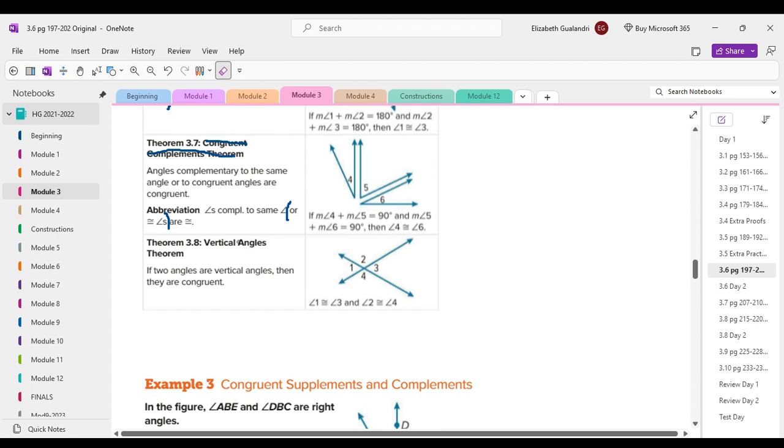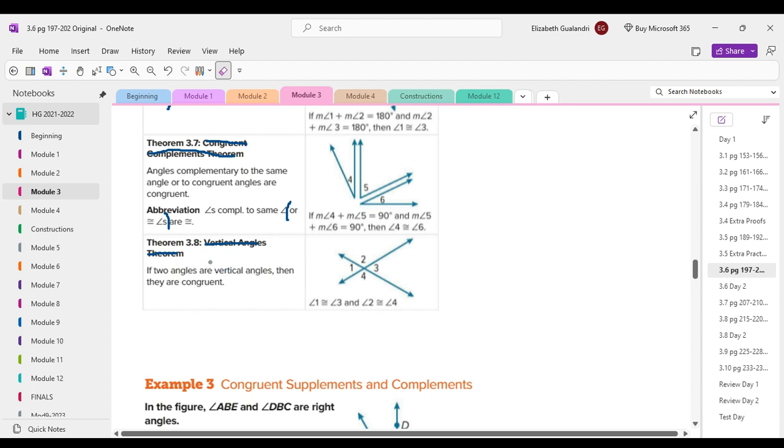Last one is vertical angles theorem. Now, the biggest mistake that happens in this is that people tell me that angle 1 is congruent to angle 3 by the definition of vertical angles. So if we have to define vertical angles, the definition of a vertical angle is two angles created by two intersecting lines, and they are the non-adjacent angles. Okay, that's your definition. It doesn't tell you anything about congruence. The vertical angles theorem says that the angles are congruent.